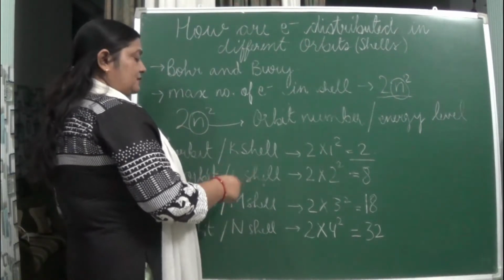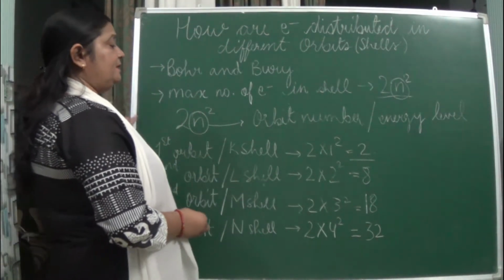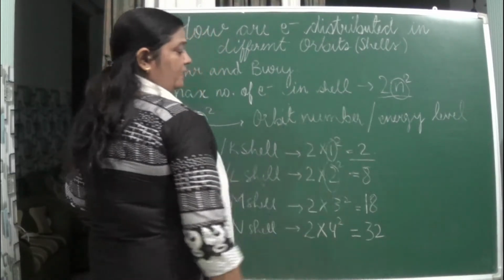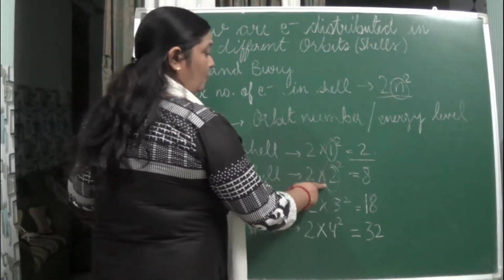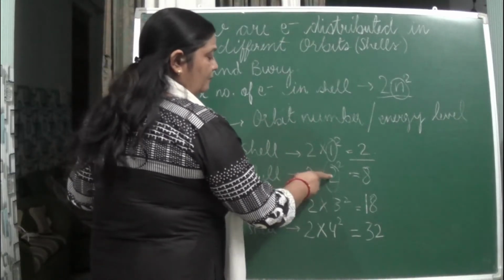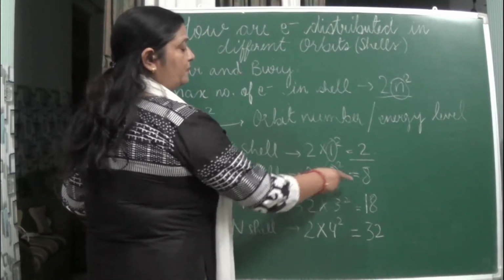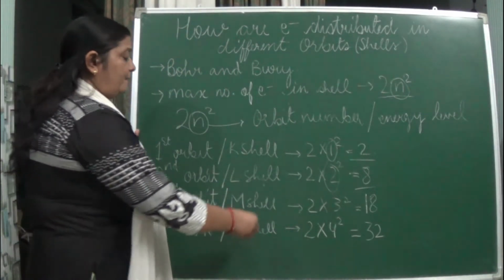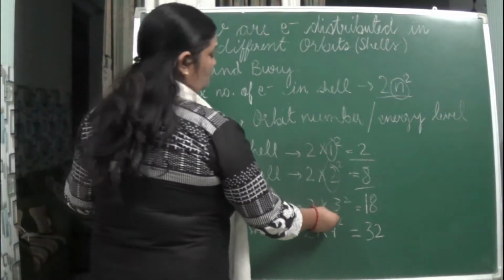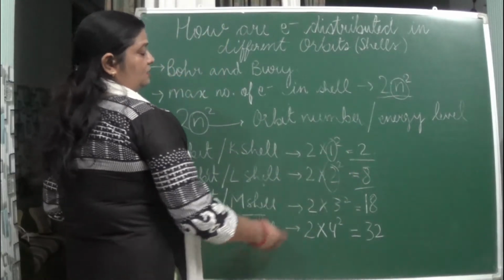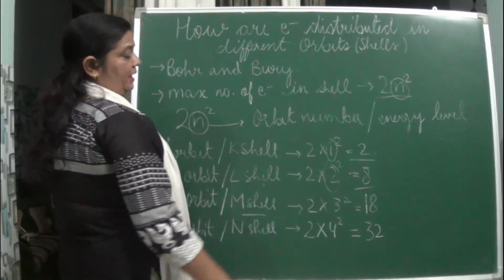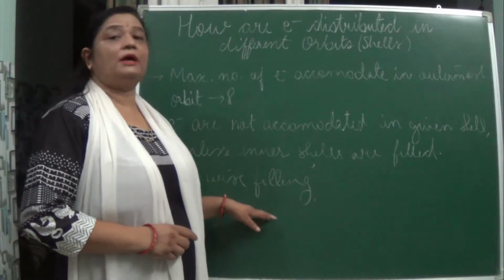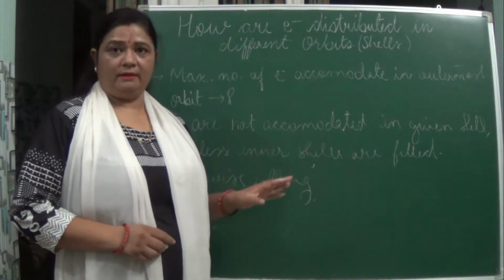The second orbit is known as the L shell. Here it is 2 into 2 square. You can see these are the n square, the orbit number. 2 square becomes 4, and 4 into 2 becomes 8. Likewise, when we go to the third orbit, the M shell, it is 2 into 3 square. 3 square is 9, and 9 into 2 is 18.